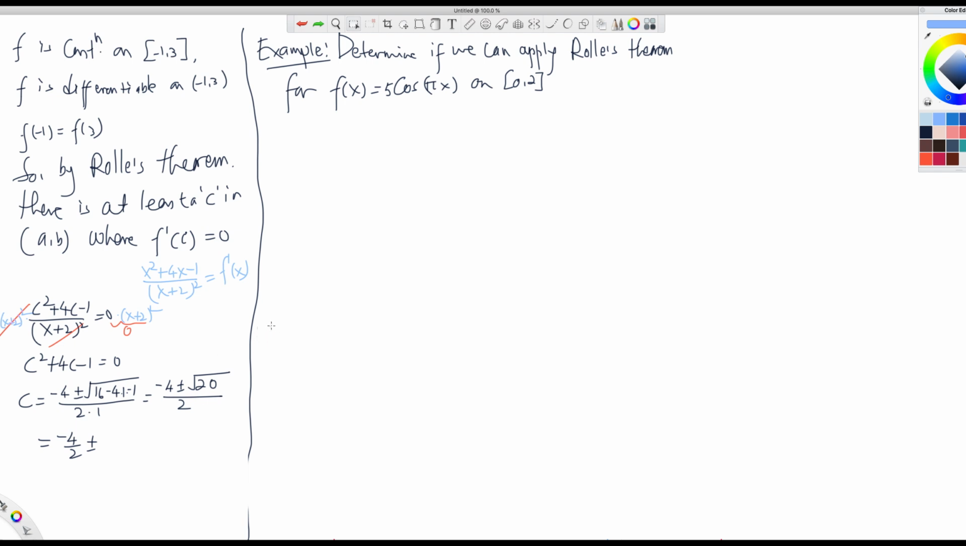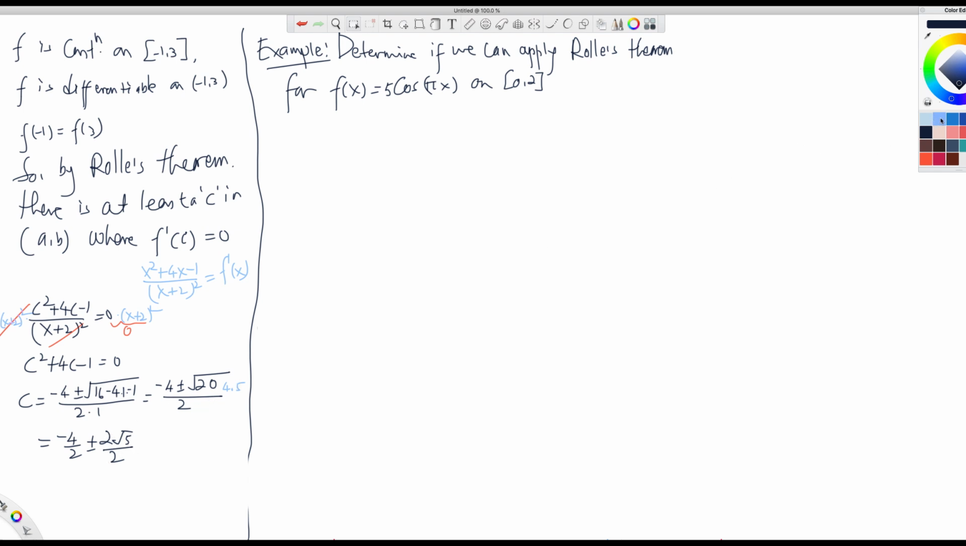Root under 20 can be written as root of 4 times 5, right? But what is root 4? Root 4 is 2, so 2 can be written outside. How does it look then? 2 root 5 over 2. Because under the root there is 4 times 5, and root 4 is 2, I can write that outside, and 5 is still inside, right?